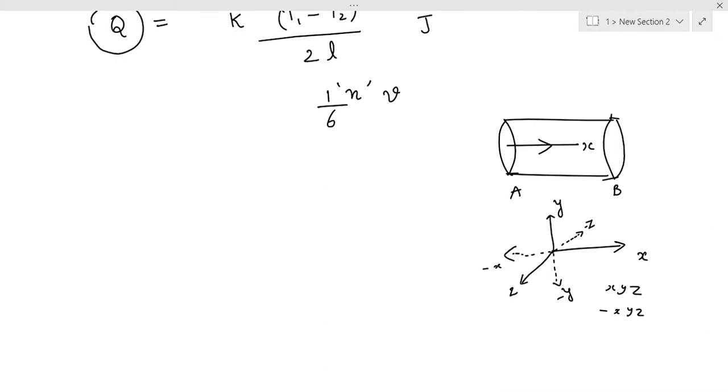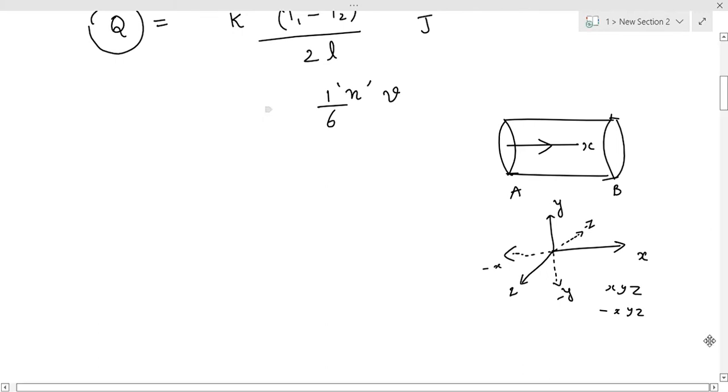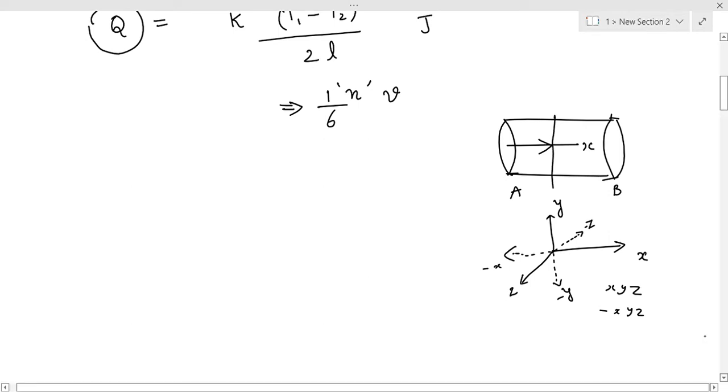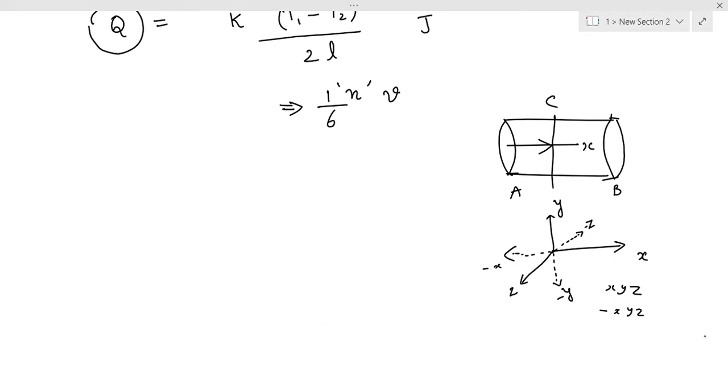So, the number of electrons crossing per unit area per unit time through C is taken as 1 by 6 nv. Now, we are going to consider the kinetic theory of gases. The movement of the electrons in the metal rod is just like how the gas molecules move in a container. So, we are going with reference to kinetic theory of gases.